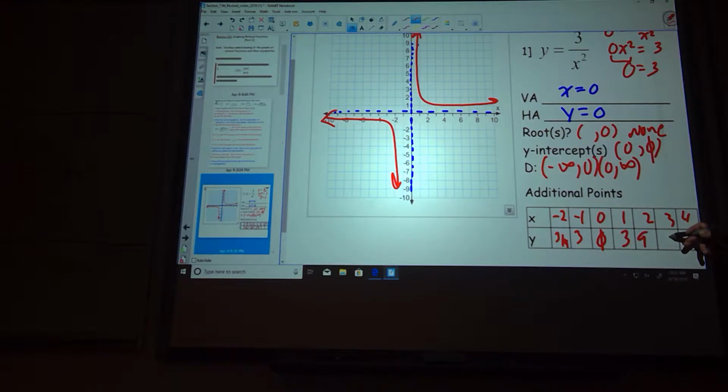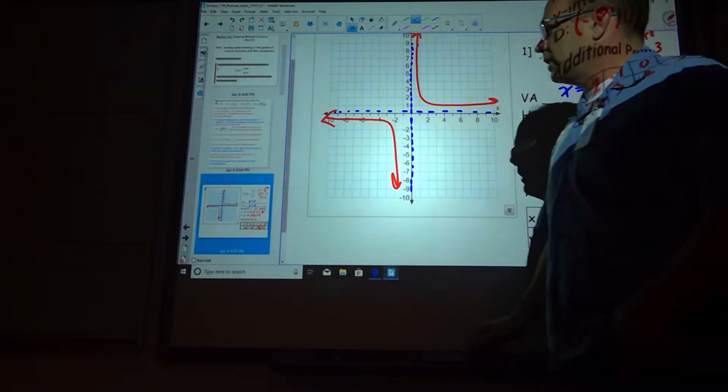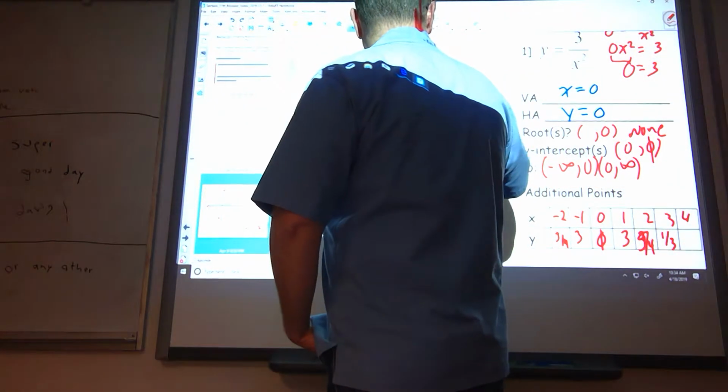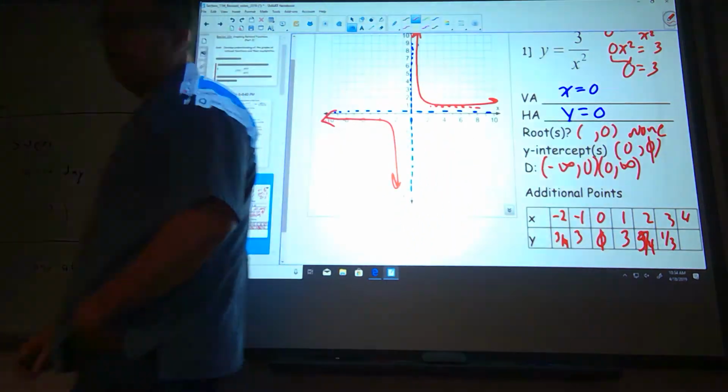3, I get 1/3. Why did I do that? Why did I get a 9 there? If I plug 1 in, I get 3. If I plug 2 in, I get 3/4. I'm so happy I can do math. And so on and so forth. So are those extra values really helping you? No, it's just saying that, hey, we're getting closer and closer and closer to the x-axis.